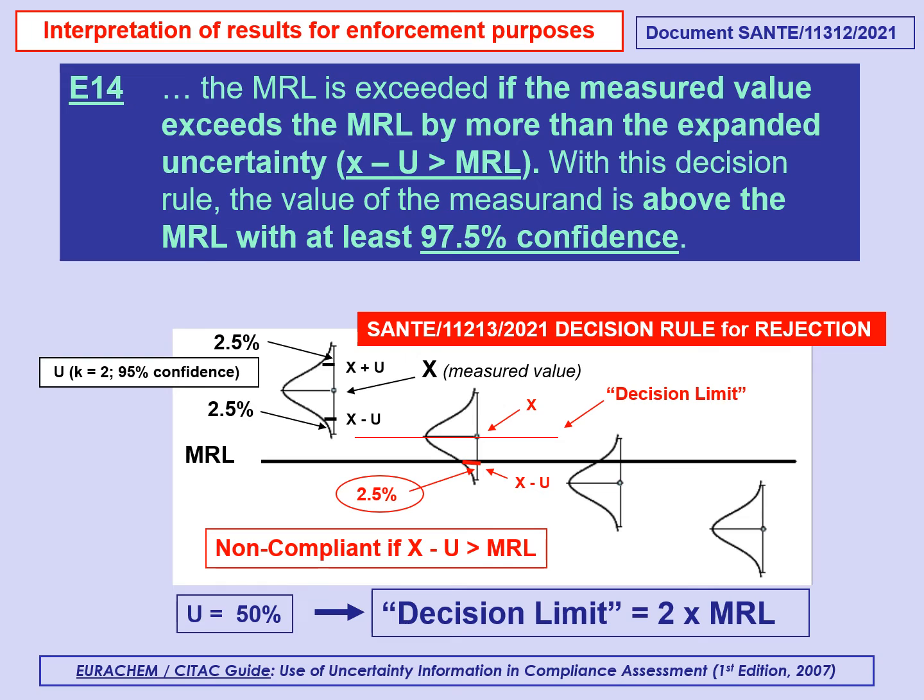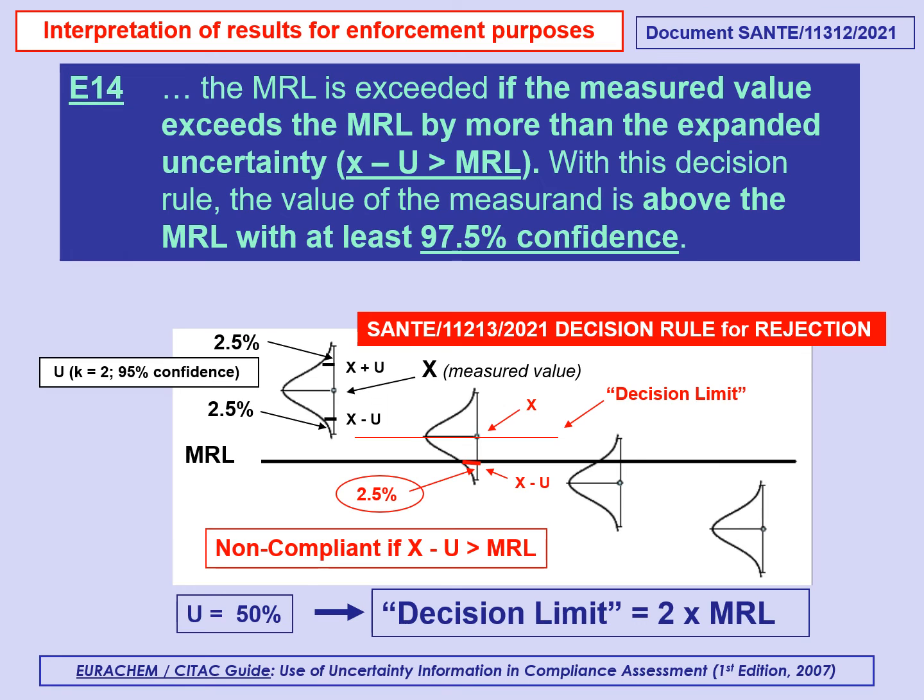To conclude, we must refer to paragraph E14, in which the decision rule for interpretation of results for enforcement purposes is established. This decision rule has been formulated following the EURL-FV guidance document on the use of uncertainty information in compliance assessment. The key concept here is that decisions on rejection of a product must be based on a decision rule fixed taking into account the confidence level required for a correct decision.